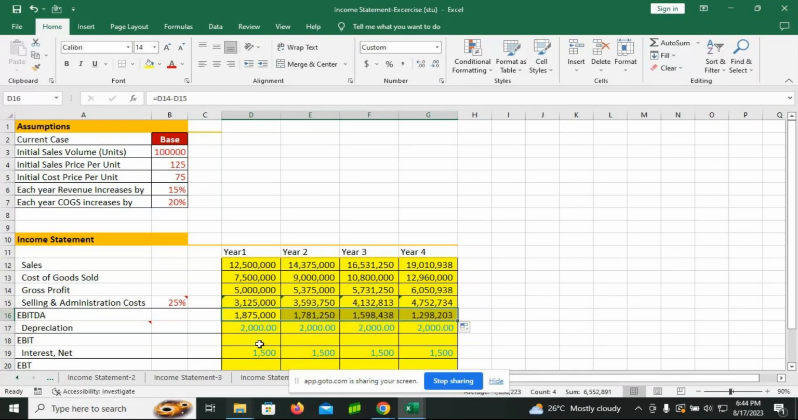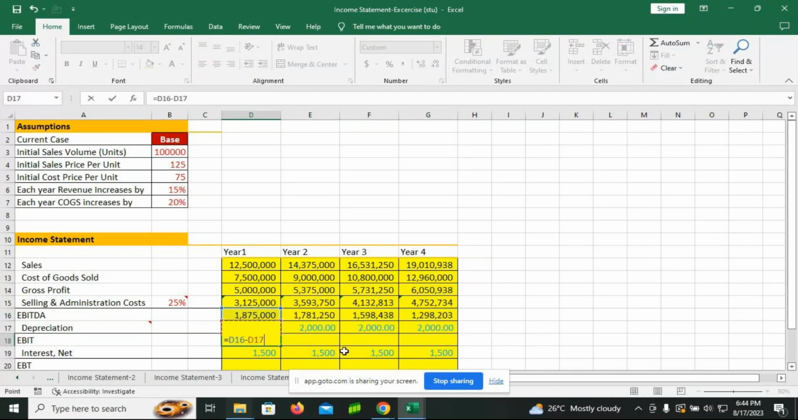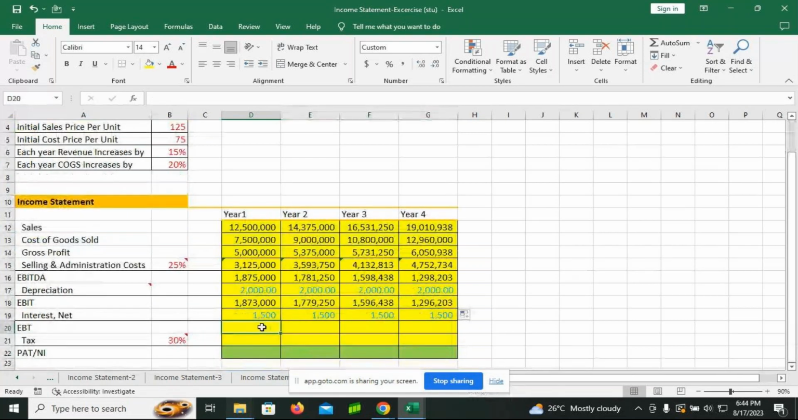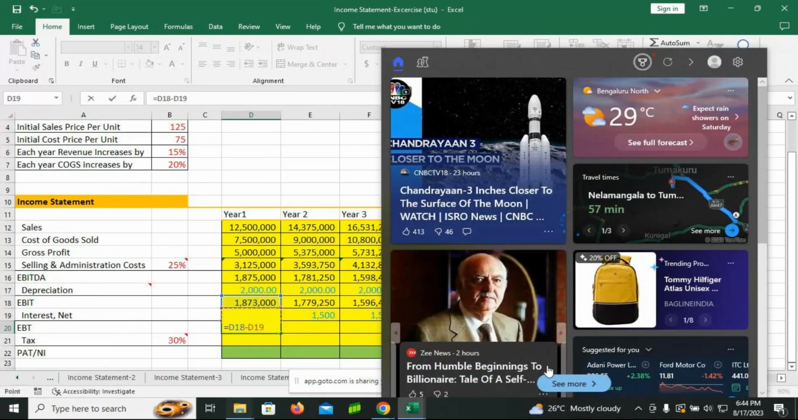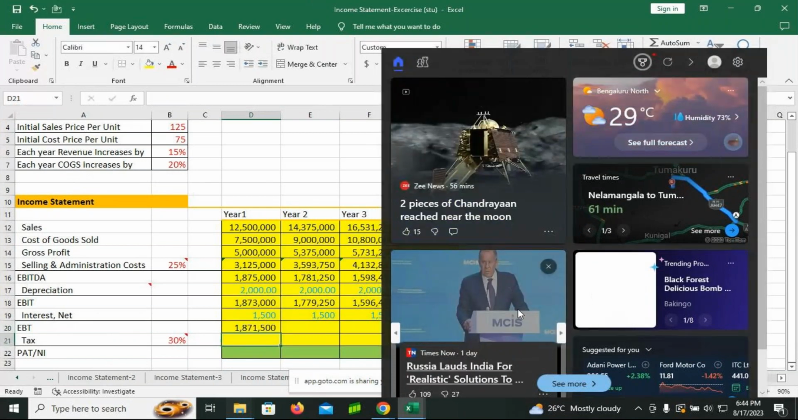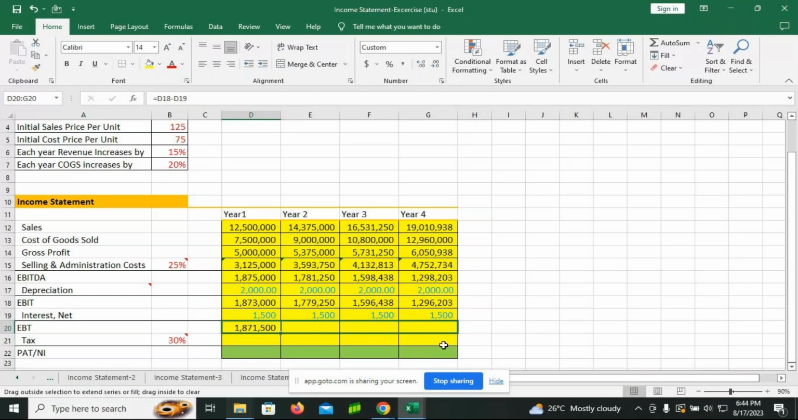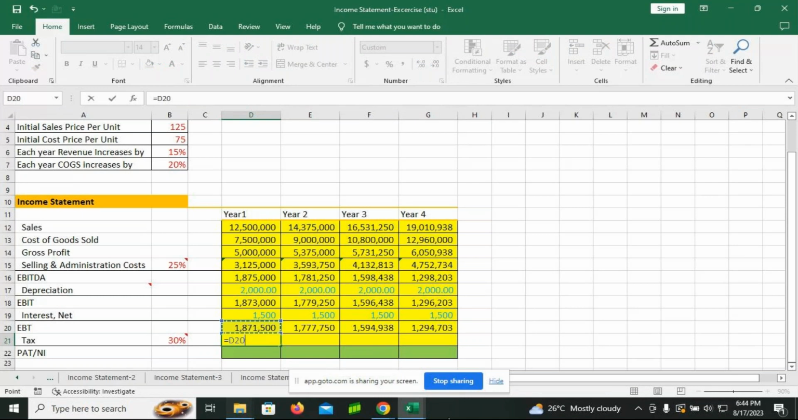Now depreciation. So equals EBITDA minus 2000. So I'll come here and drag this also. And here in EBT, that is earning before tax, EBIT minus interest, drag it. So tax, they are telling equals EBT into 30%. So profit after tax, EBT minus tax amount.